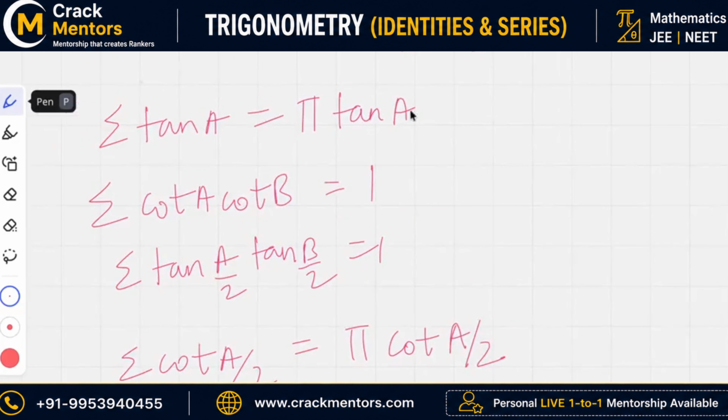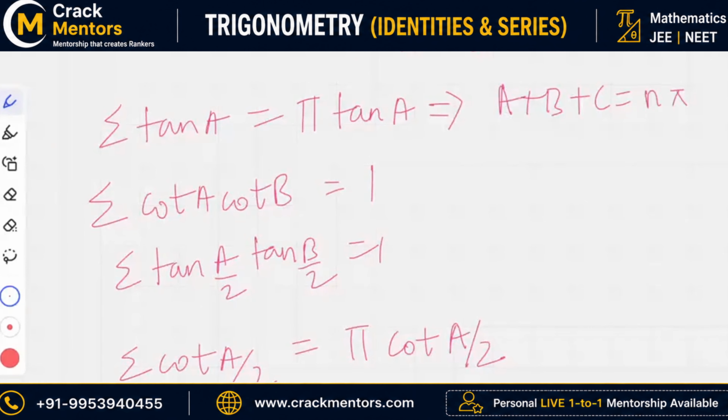If you have this, this can also imply that a plus b plus c is not just pi, but could be any integral multiple of pi, because we know tan of n pi is 0 because sine of n pi is 0. From there we derive this thing, and in fact it simplifies for this too.